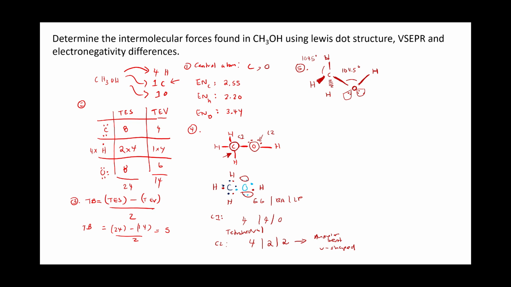So once you have this, then what we need to do is assess electronegativity differences. Well, if we're looking at electronegativity differences, we need to look at the different types of covalent bonds that we're going to be looking at. So there's actually three types of covalent bonds. I'm going to highlight them.